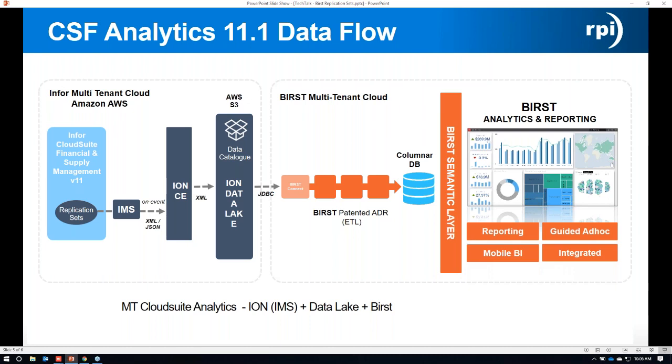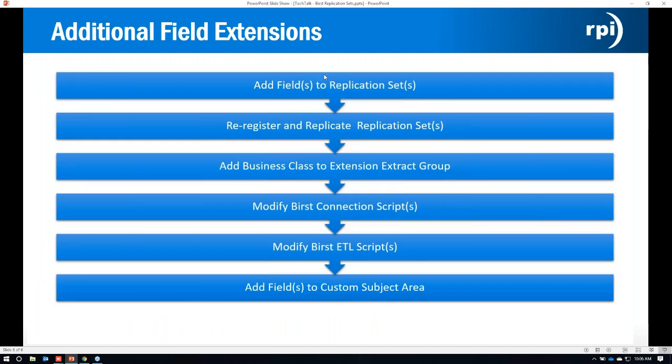And then there are some connection scripts that Birst uses to pick that data up out of data lake. There's a series of ETL scripts. And then eventually that data gets into the data model that we're reporting on with all of those visualizations and dashboards that you see in Birst. So when we look at what we need to accomplish to extend new fields in, essentially we first need to add those fields to the replication sets.